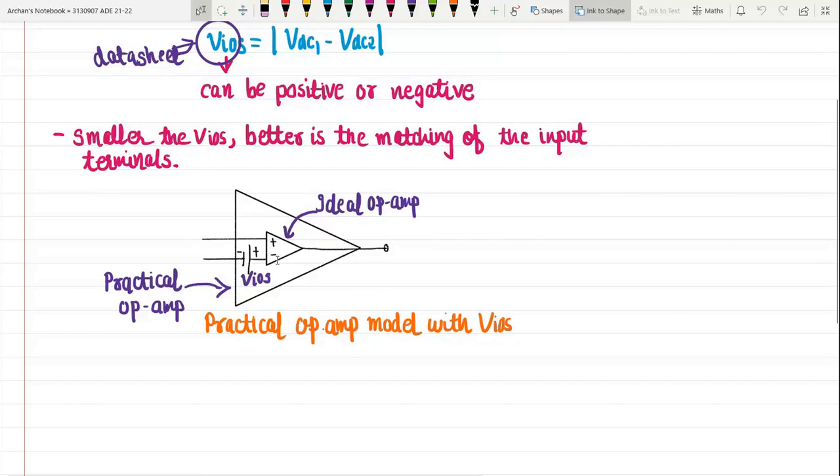This internal triangle indicates the ideal op amp, for which we consider VIOS equal to 0. Hence, the practical operational amplifier model will be like this, with the indication of the input offset voltage over here. And typically, for the IC 741, the most widely used operational amplifier, the value of VIOS found from the manufacturer's datasheet is 6 millivolts, right? So that was the input offset voltage.